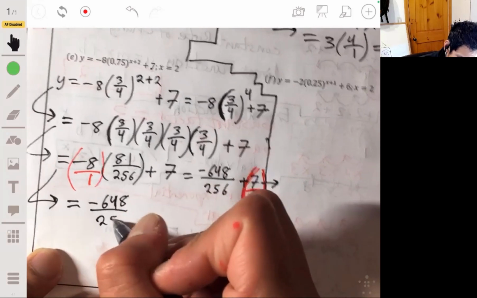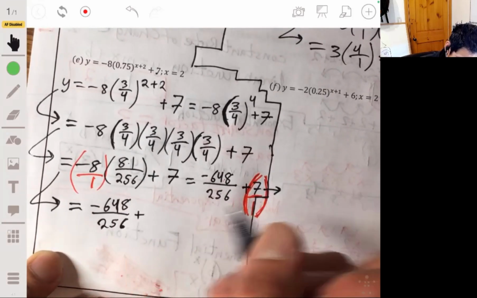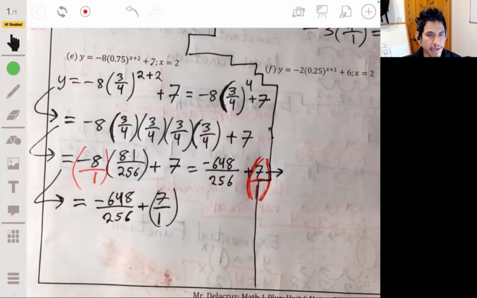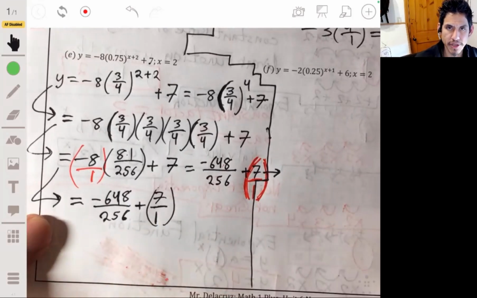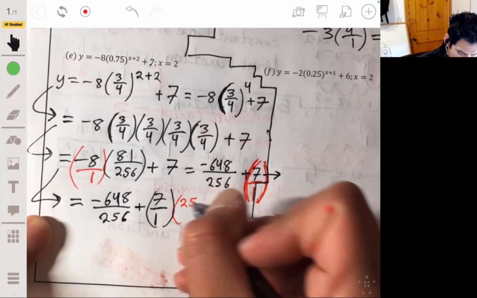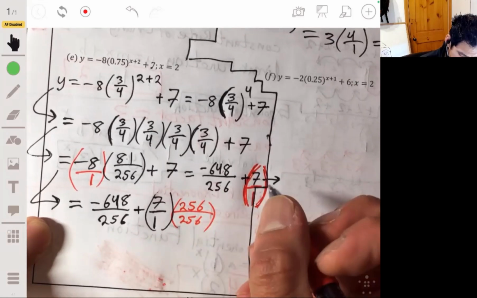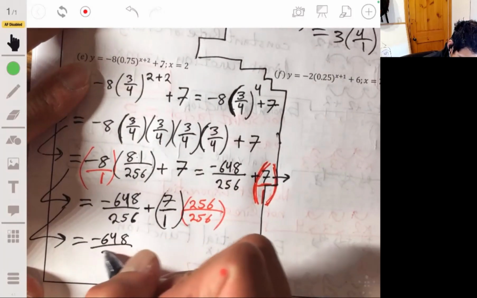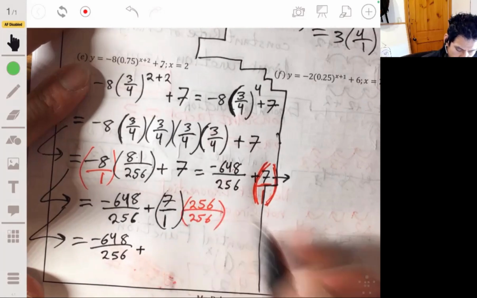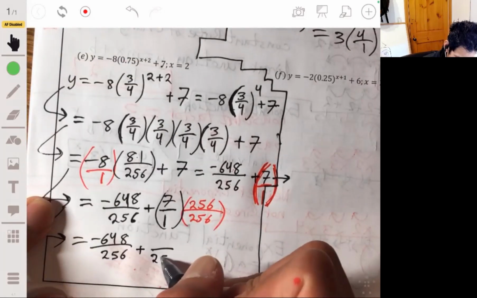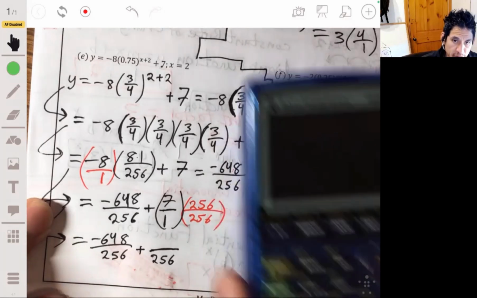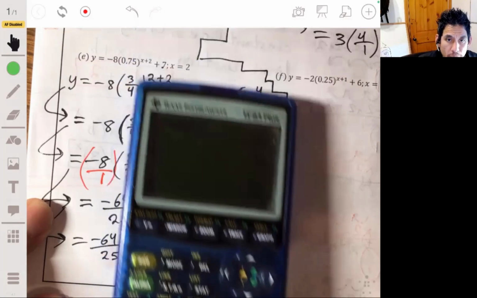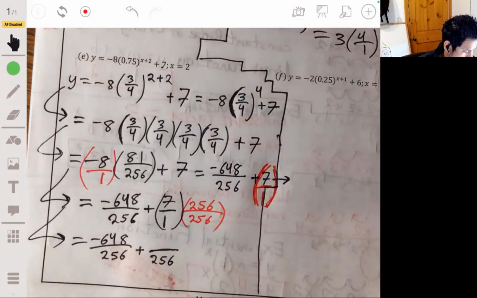So -648 over 256 plus 7 over 1, and to make it so that it has the same denominator as this one, because that's what we need to add them, we're going to multiply this by 256 over 256. And so we then get -648 over 256 plus 7, just multiply across. The bottom will be 256. 7 times 256 will undoubtedly give you 1792.